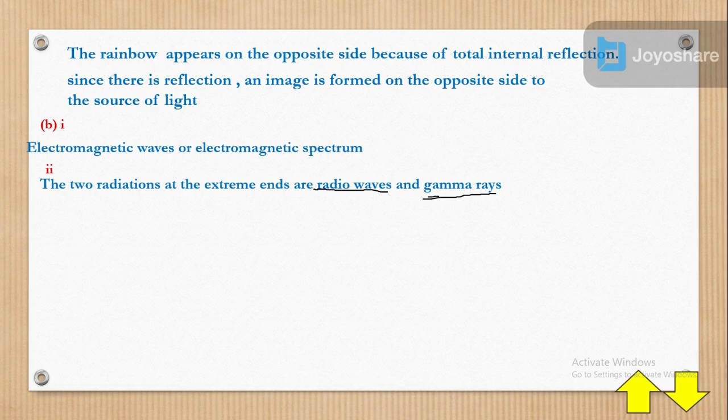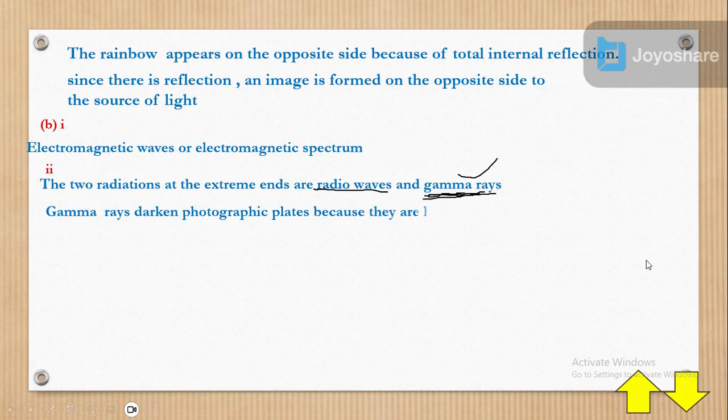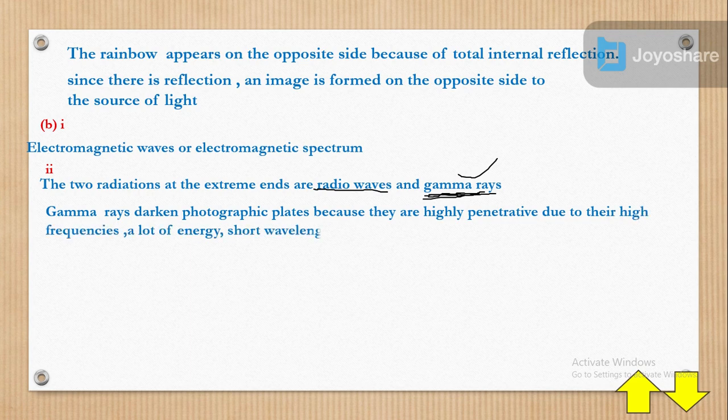Why? These gamma rays can even be used in some X-rays, or rather the scan machines. So you find that the gamma rays have an effect on a photographic plate and the radio waves do not have an effect on the photographic plate. Let's see. So I say that gamma rays darken photographic plates because they are highly penetrative due to their high frequencies, a lot of energy and short wavelength.